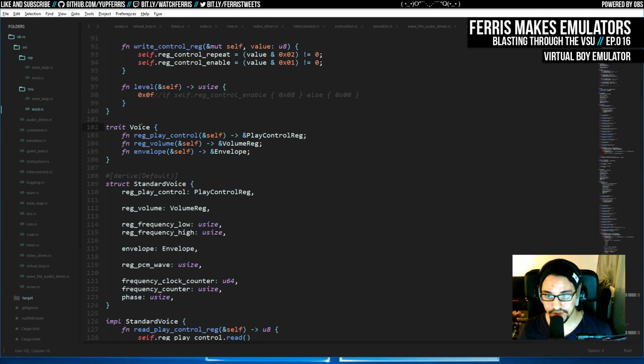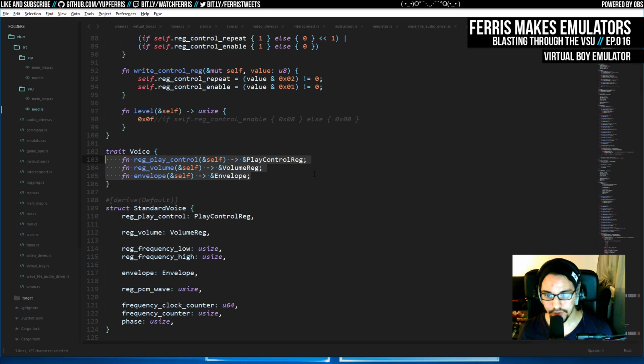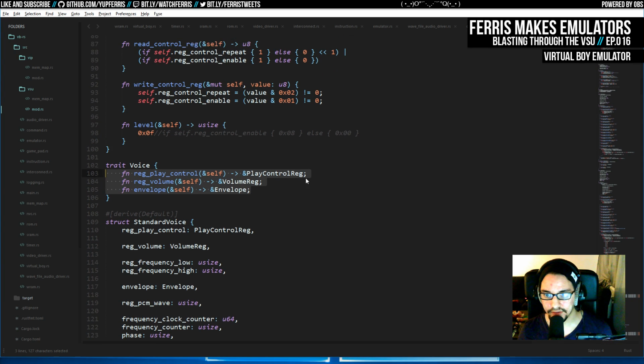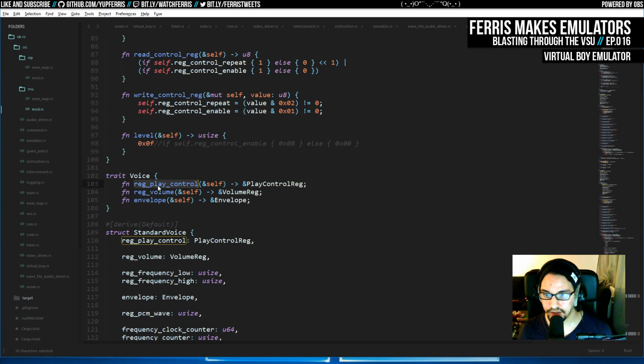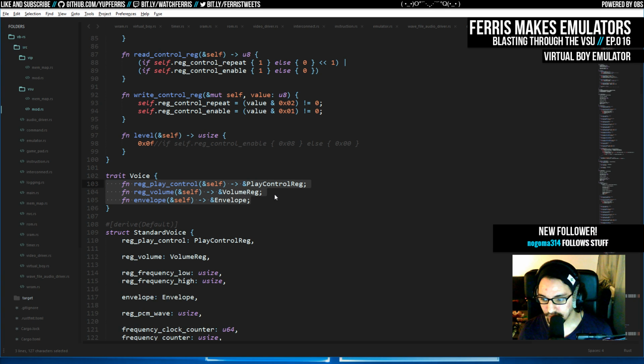We also have this voice trait, which can allow you to get play control register, volume register, and envelope from that, and that's used later in the mixing stuff. And of course, the different voice types will implement that. You'll notice there's no actual output here, and that's because the different voices will actually generate output differently. Or some of them need different kinds of dependencies, and I'll show you that in a sec.